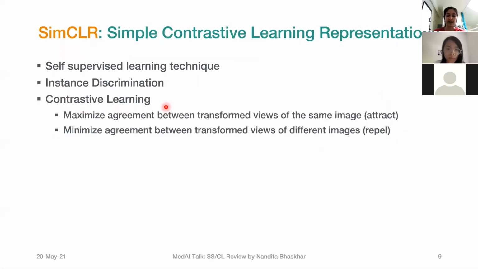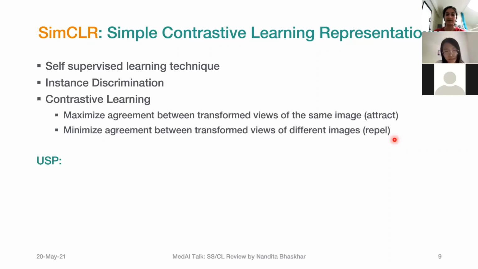Because it's a contrastive learning approach, it follows this paradigm where it tries to maximize the agreement between views of the same image, and it wants to minimize the agreement between views of different images. So there is this attraction and repulsion going on.